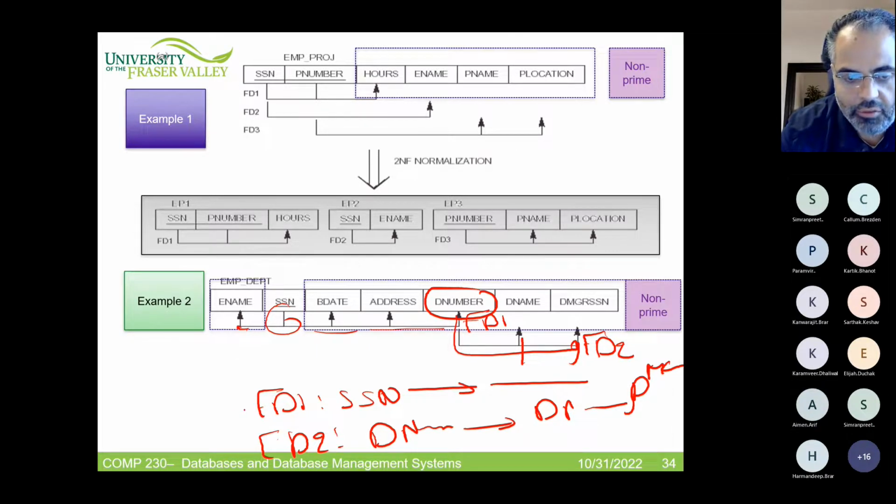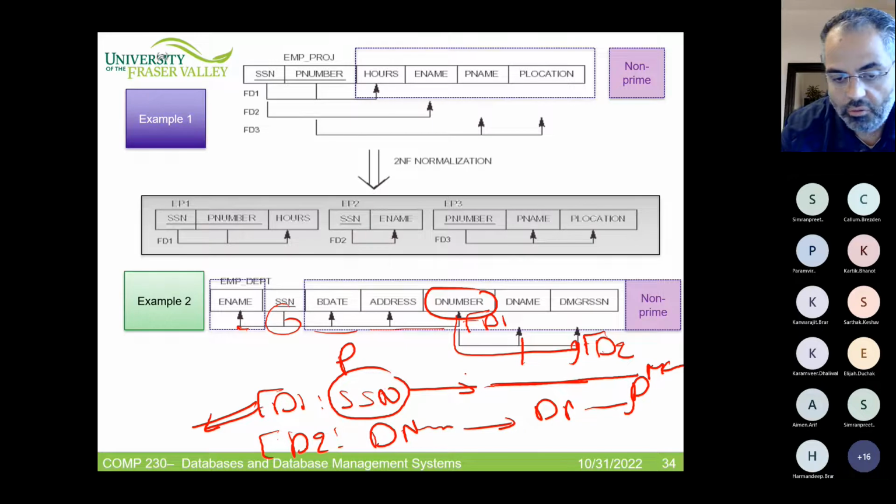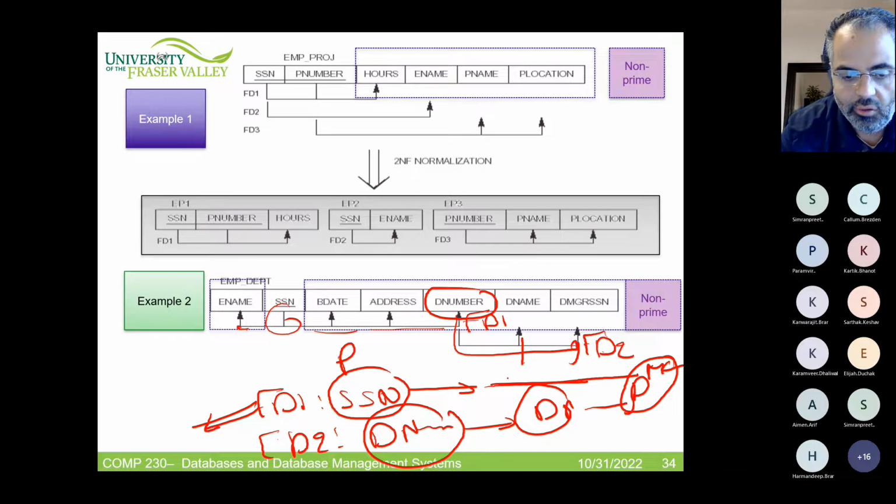So we have to double check each FD. If one of them violates, then we don't have second normalization. The first FD, SSN, which is a primary key, gives the other. So they are not dependent on a part of the primary key. The other one says that D number gives D name and DMG RSN. Does this violate second normalization? What do you think? No. Why?